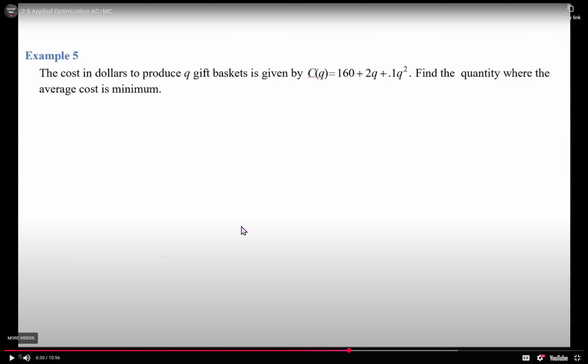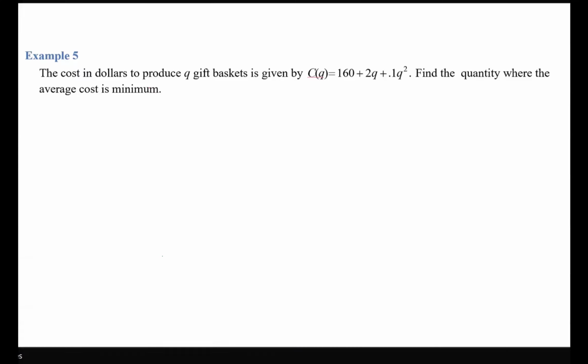Let's listen to this. And again, stop me whenever. The cost in dollars to produce Q gift baskets is given by C equals 160 plus 2Q plus 0.1 Q squared. Find the quantity where the average cost is minimum.